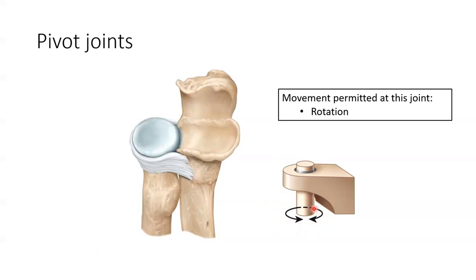Examples of a pivot joint include the atlantoaxial joint of the vertebral column. So this is where the atlas or the first vertebra rotates around the axis and allows the head to turn side to side, as well as the radio-ulnar joints that allow your palms to turn upwards and downwards as the head of the radius pivots around the radial notch of the ulna, or those two bones of the lower arm. You can see those bones here.